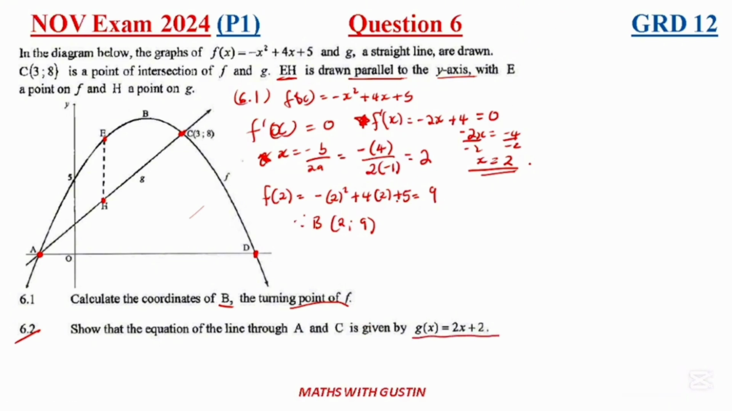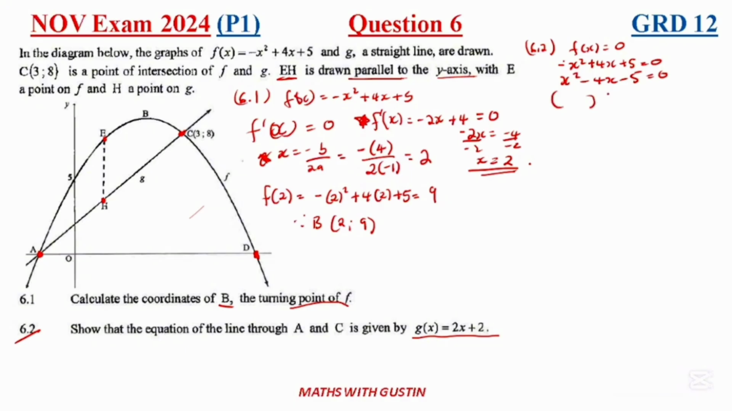Okay, great stuff. Now 6.2 says show that the equation of the line AC can be given by that. Okay, so now we need to show that. What do we have here? We need this coordinate here, which is the x-intercept of the parabola. So we get the x-intercept of the parabola when y is equal to 0. So f of x for the parabola will have to be equal to 0. So we're going to have negative x squared plus 4x plus 5 is equal to 0. Multiply by negative throughout. Negative x squared becomes positive, so x squared minus 4x minus 5 is equal to 0.